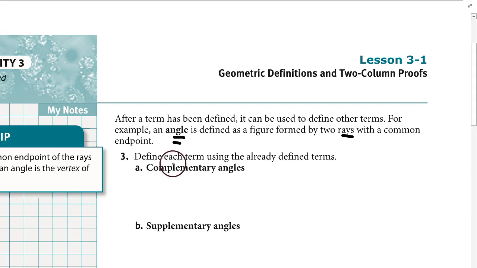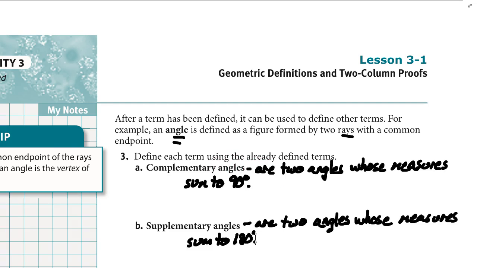Number 3, define each term using already defined terms. And here are the definitions. Complementary angles are two angles whose measures sum to 90 degrees. Supplementary angles are two angles whose measures sum to 180 degrees. Hopefully you recall that these two concepts were on your first quiz this year. I'm going to pause the video here so that you can copy these definitions for your use later.